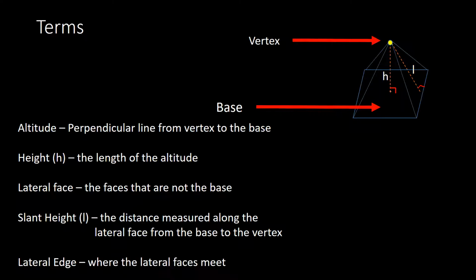And next we have the lateral edge, which is where the faces meet. So these lines here in red, it's kind of hard to see, but each of these lines going from the vertex down to the corner would be each a lateral edge.